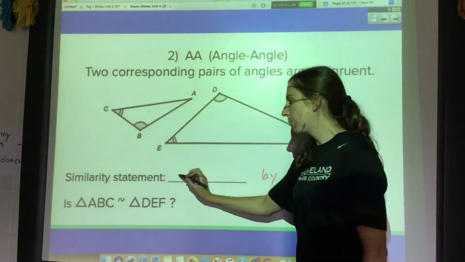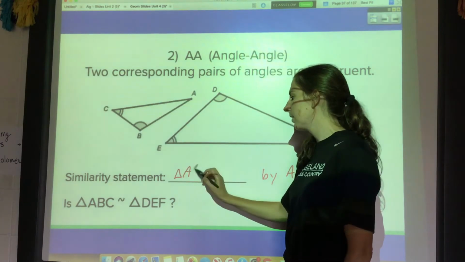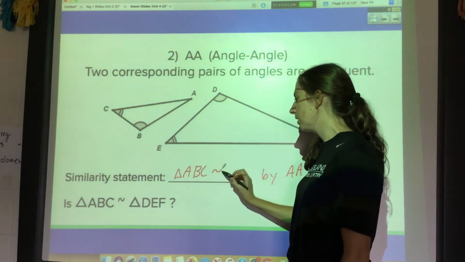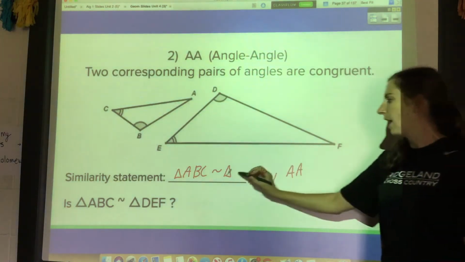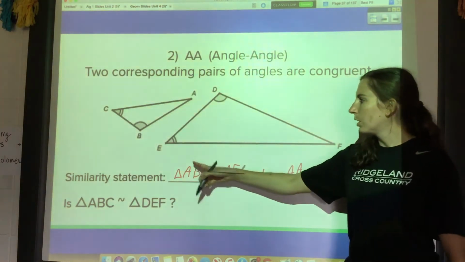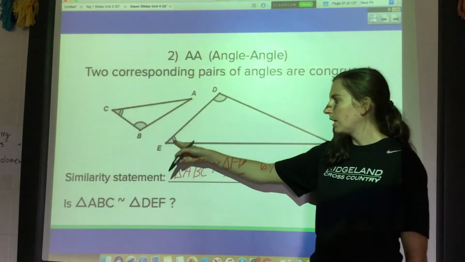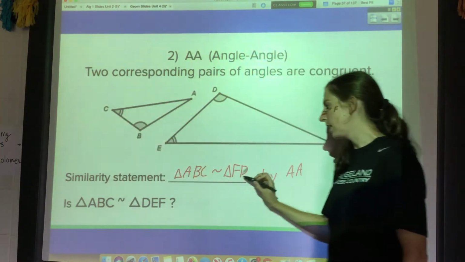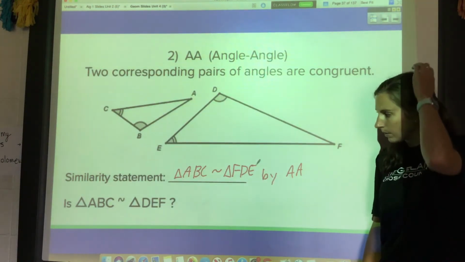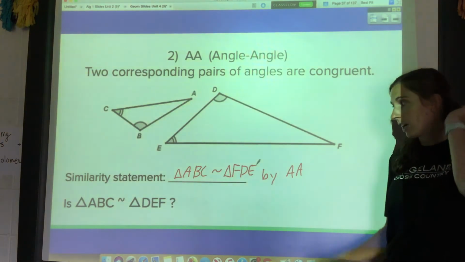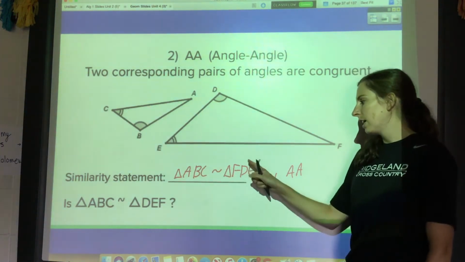So the statement would be triangle ABC is similar to triangle, A was the one with no mark, so that should be F. B was the one with one mark, so that's D. And E was the one with two marks, same as C. So FDE, the way I've got it written here. It's okay if you switch up the order, but you've got to switch it on both. Like if I had said BCA, I would need to go DEF.